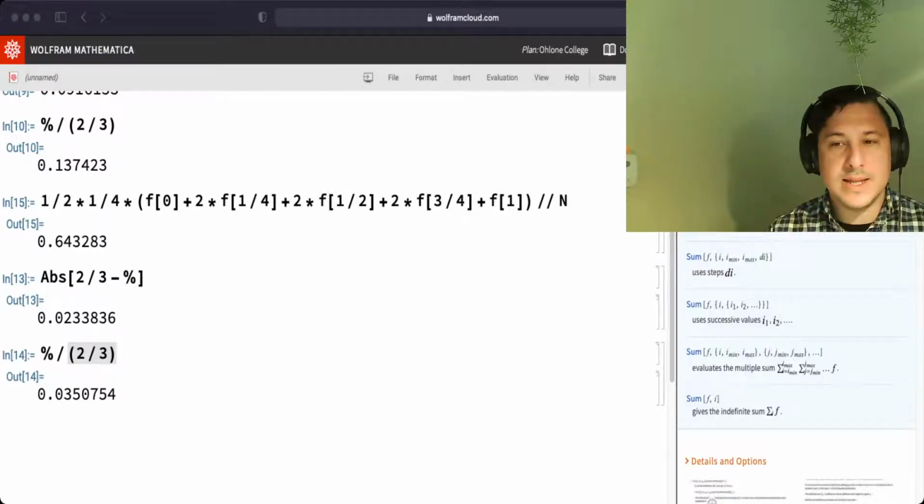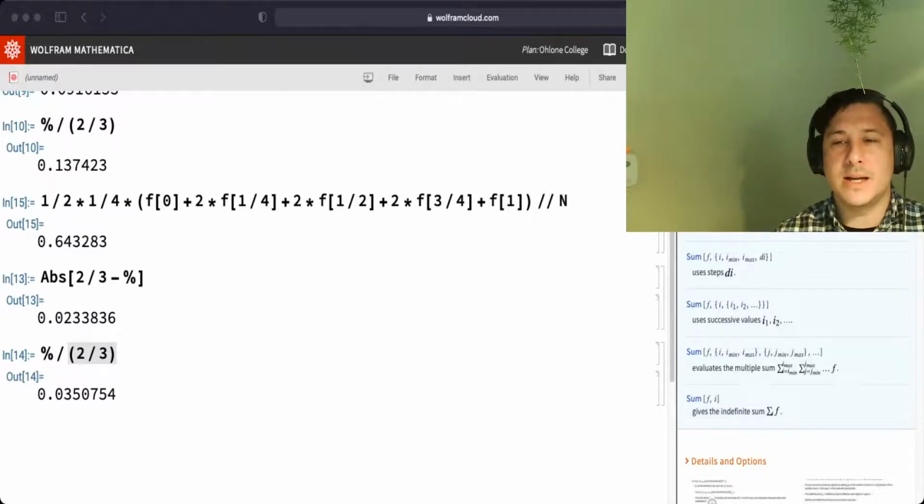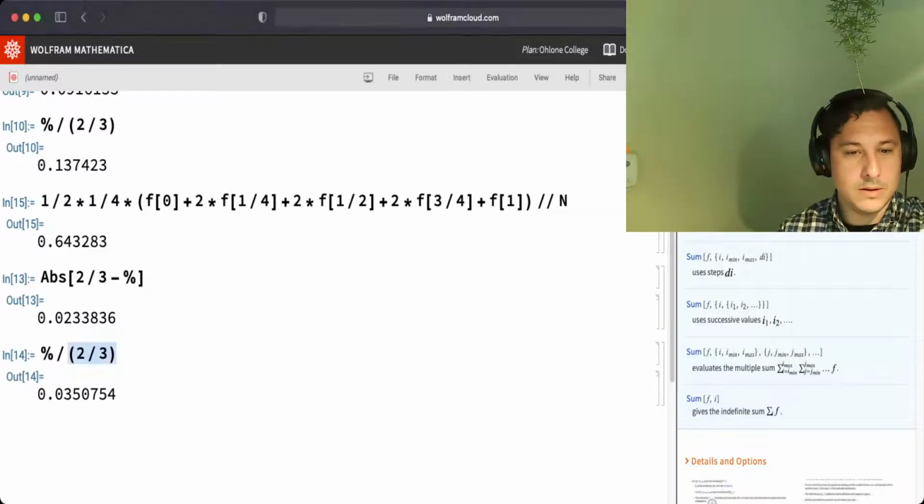It's sort of like the answer button. Is everyone familiar with the ANS key on a calculator? If you calculate something and then you want to do something to that number, you press ANS and then, say, times 3. That's what the percent sign does in Wolfram. Here, let me show you.